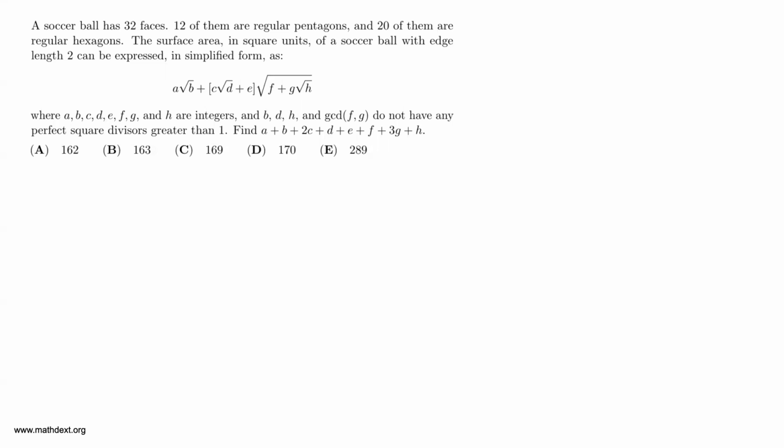And it turns out that this 2 and this 3 are important because in the end, there are many ways to express the surface area, and the 2c and the 3g ensure that this sum is equal no matter what those forms are.